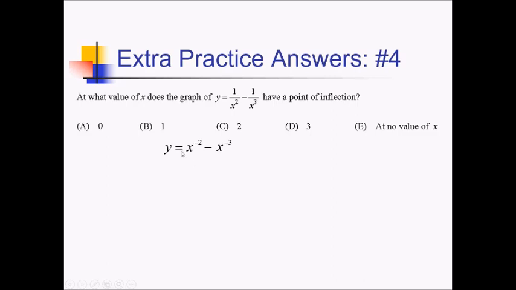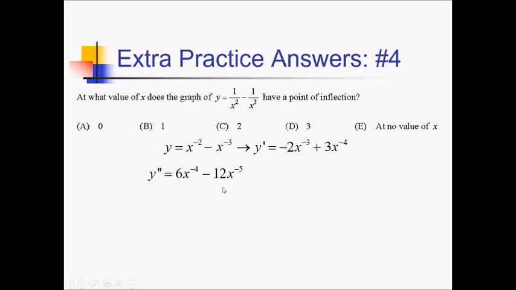So this is going to be y prime equaling negative 2x to the negative 3 plus 3x to the negative 4. All right, let me go ahead and take one more derivative now. So y double prime, that's going to be 6x to the negative 4. And then we'll have minus 12x to the negative 5.